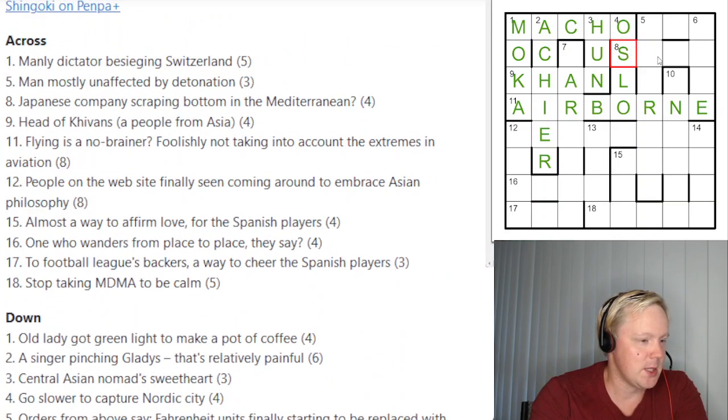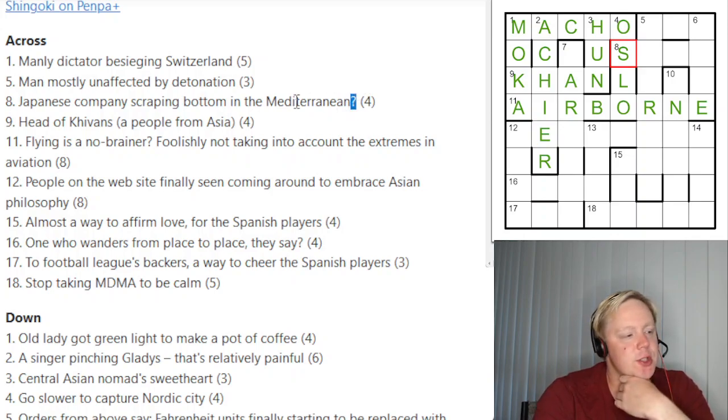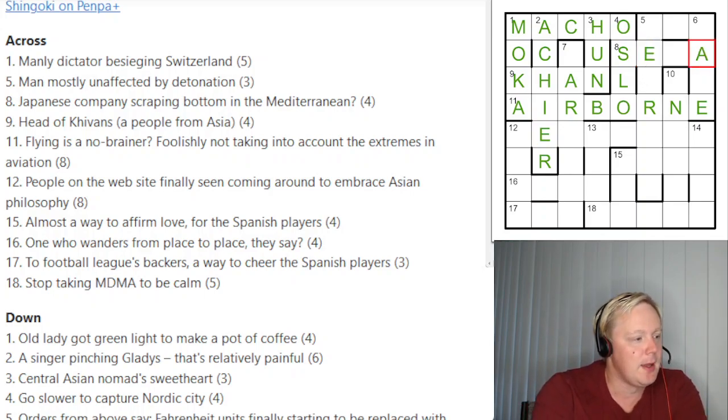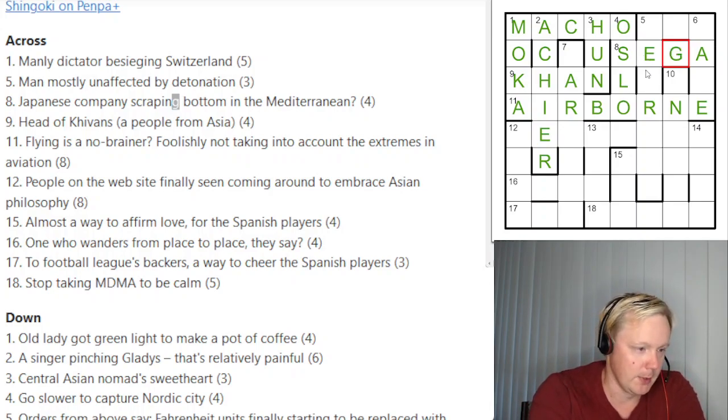Let's look at this 8, so we can get into this corner here. 8 across. Japanese company scraping bottom in the Mediterranean? Question mark. What is the Mediterranean an example of? Well, it's an example of a sea, isn't it? The Mediterranean Sea. Now, scraping bottom is the bottom letter, the G of the bottom letter of scraping. That is inside the C here, and we get Sega, which is a Japanese company.